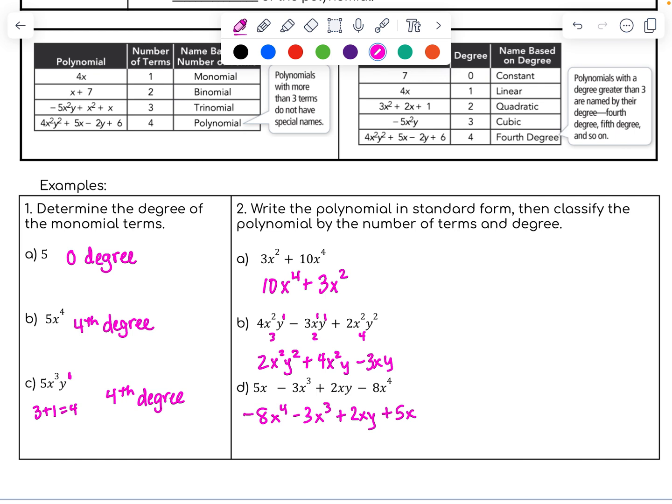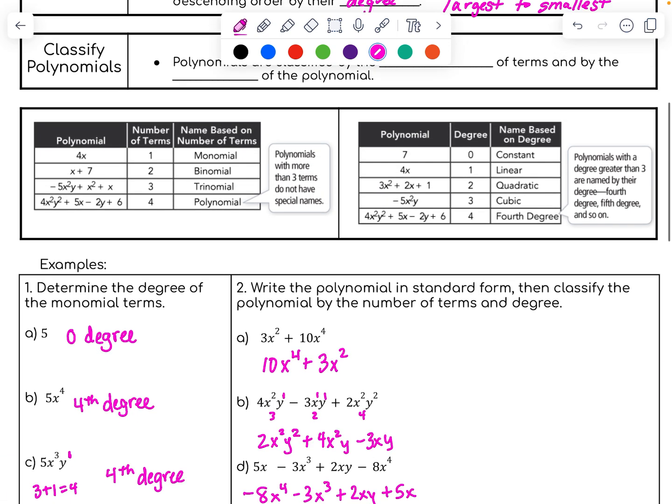Now sometimes, if one has two variables, you may see it written this way: negative 8x to the 4th minus 3x cubed plus 5x plus 2xy, because it has an extra variable. That can sometimes happen and be pretty common as well.